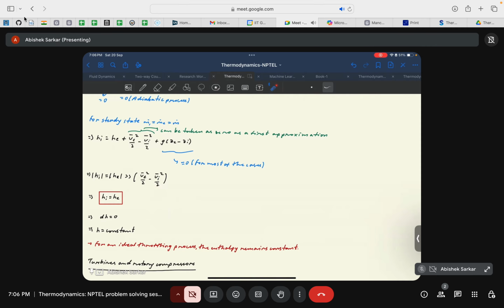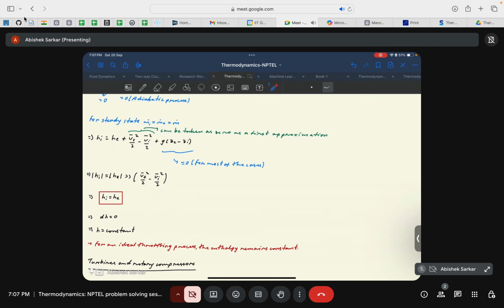is given as h_i equal to h_e. Or the net change in the enthalpy is constant. So for an ideal adiabatic throttling process, the enthalpy must remain constant. Okay. So this is an important outcome from the energy equation for an adiabatic throttling process.